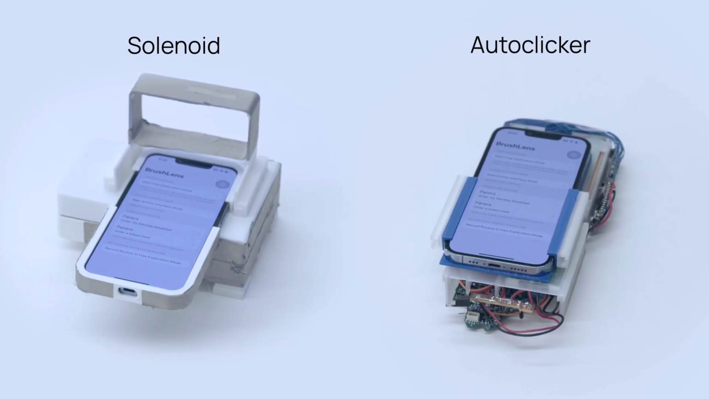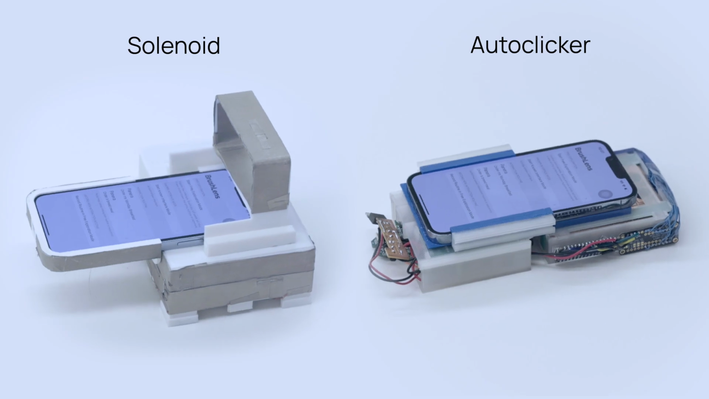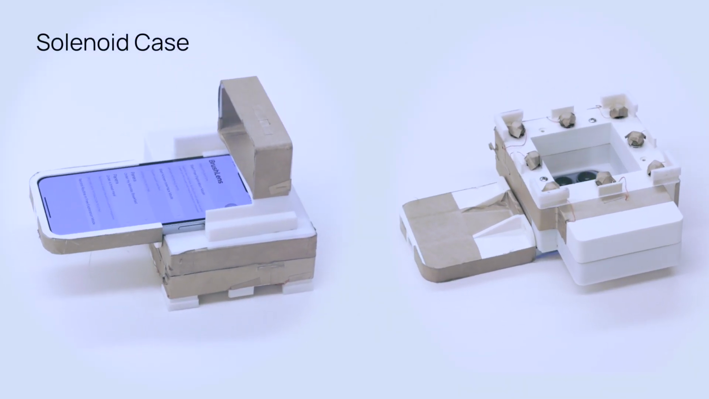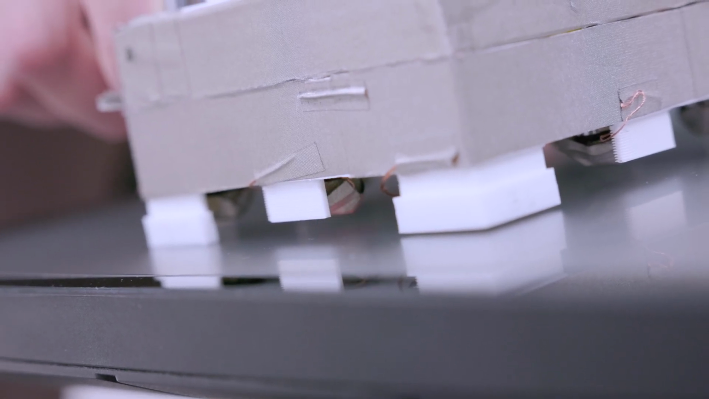We demonstrate two possible actuator setups for BrushLens: solenoid and autoclicker. The solenoid actuator can push the touchscreen to simulate finger touches. This allows solenoids to be compatible with various touchscreen types, such as capacitive touchscreens, resistive touchscreens, and physical touchpad.